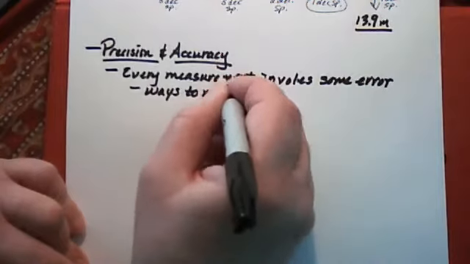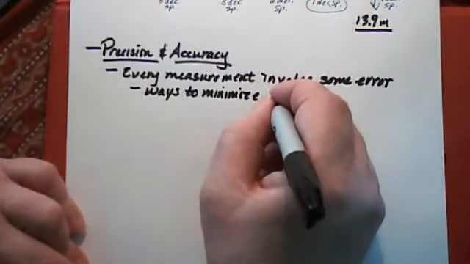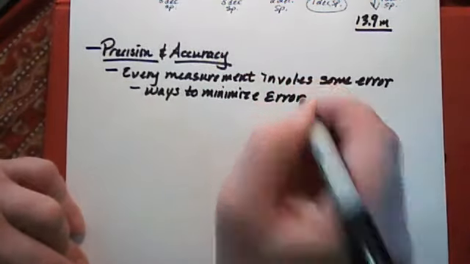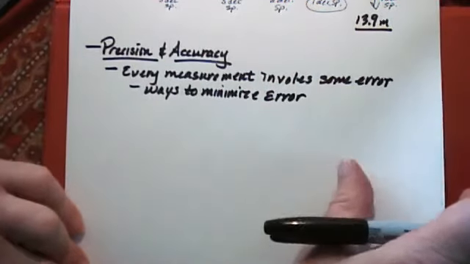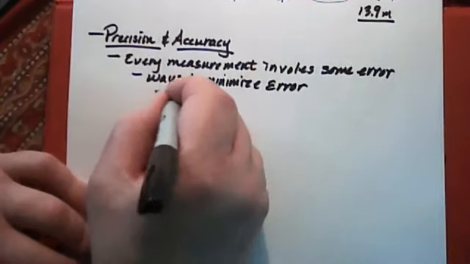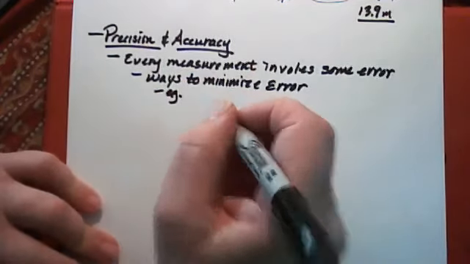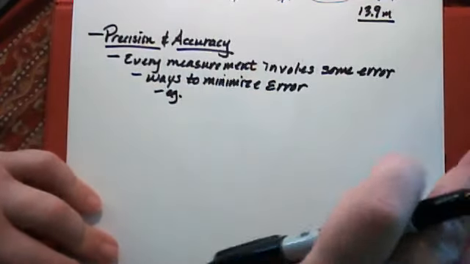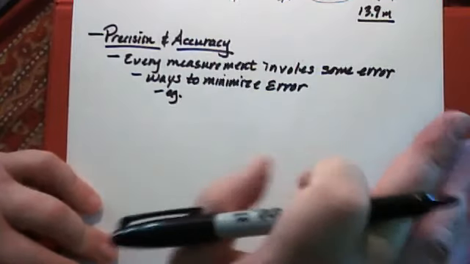There are, of course, various ways to minimize error. And we usually try to take advantage of as many of those ways as we can. But it's not always possible. Well, in fact, it's never really possible to eliminate errors completely.